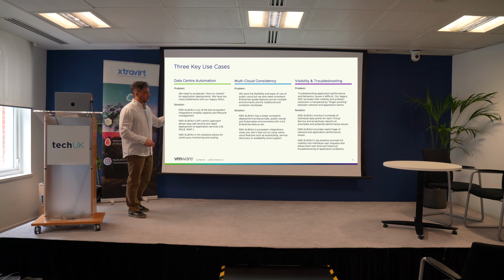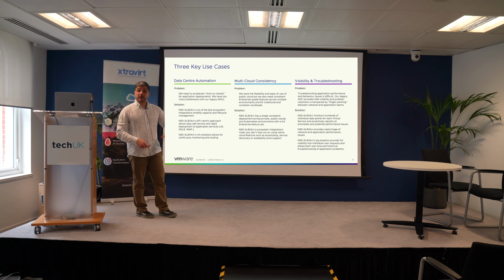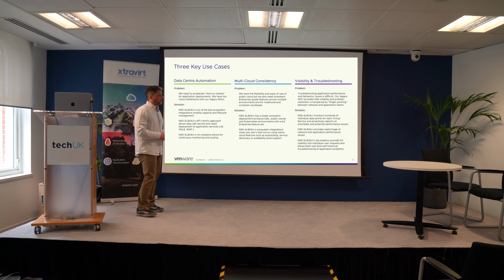Multi-cloud consistency is what we spoke about already. If you configure that for on-premises, the configuration is probably going to be the same for an AWS solution or something like that, because the virtual services point of view is exactly the same. Visibility and troubleshooting: the amount of data points that you get will allow you to optimize your applications.